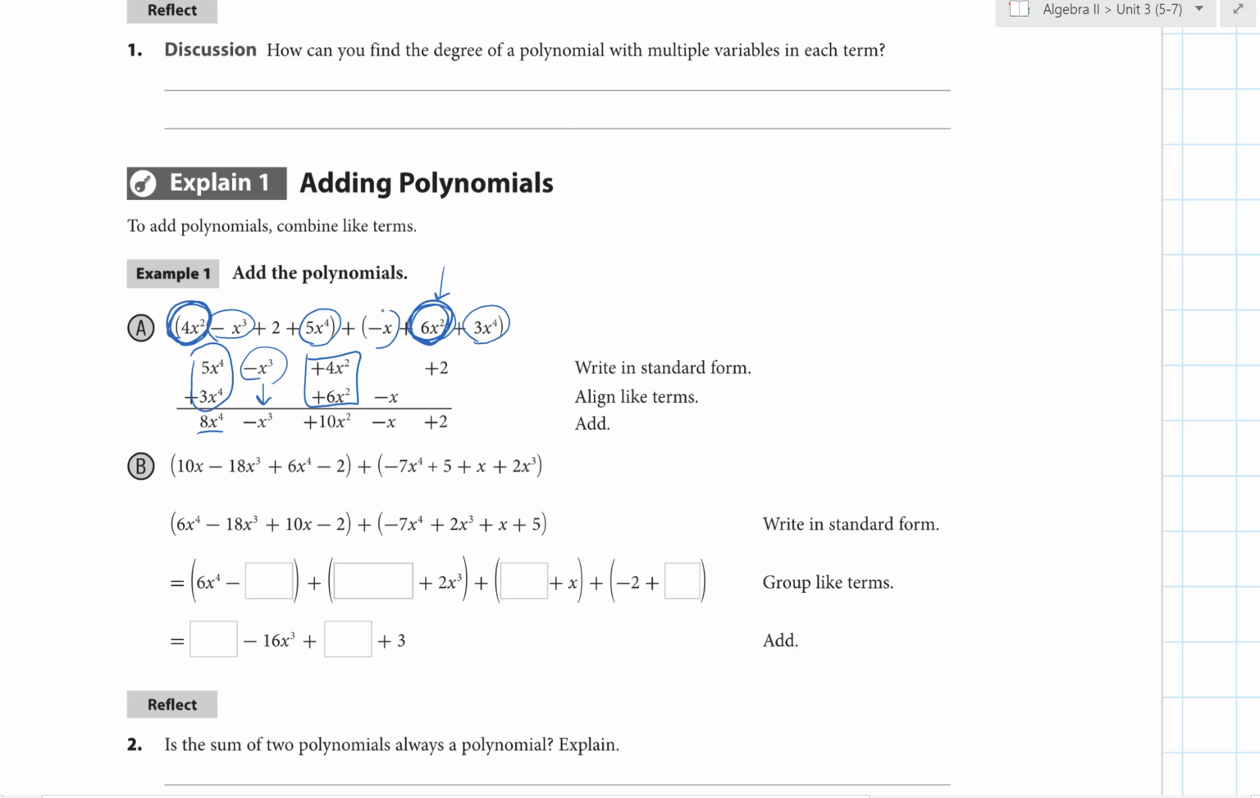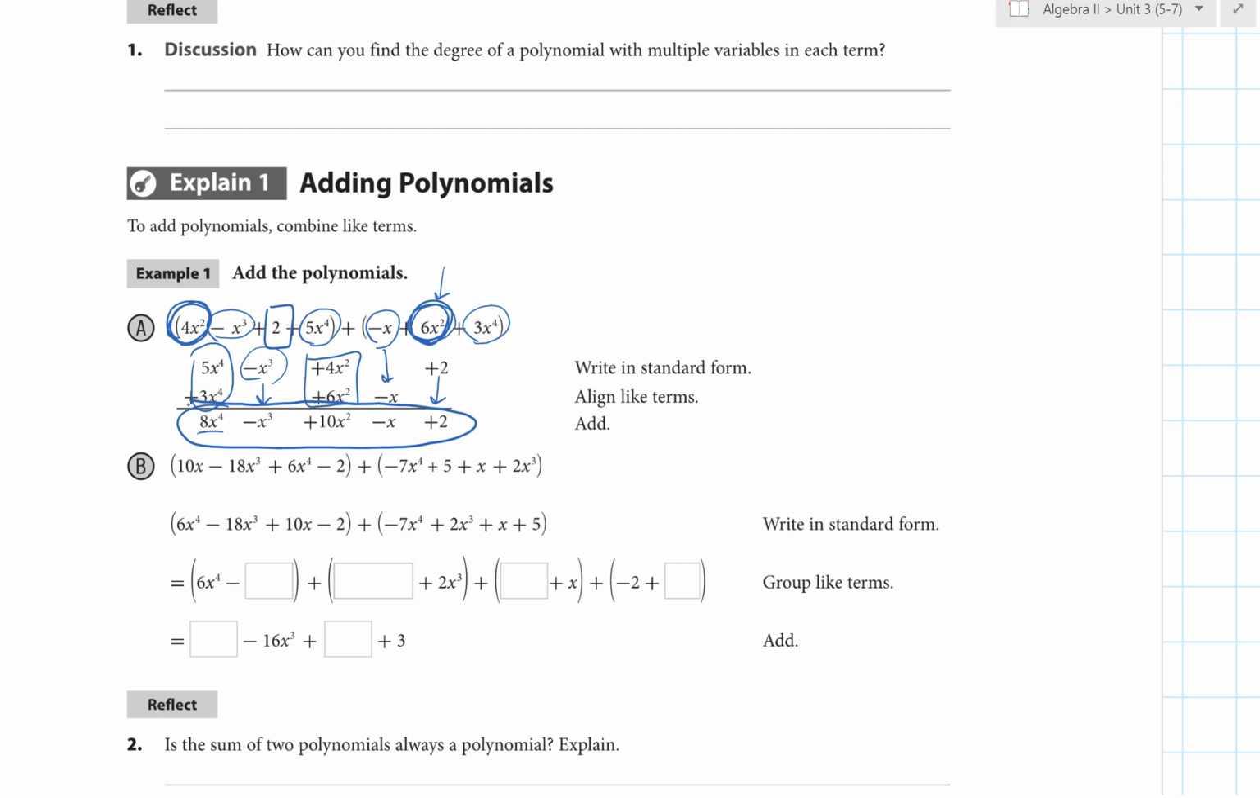Then we only have one first degree term, that's negative x, and so we get negative x in our answer there. And then constants, there's only one constant. That's the terms without variables, so just numbers are constants. So we only have one number, and that's 2. And so that gives us 2 in our final answer. So when we add together all those like terms, we end up with 8x to the 4th minus x cubed plus 10x squared minus x plus 2.